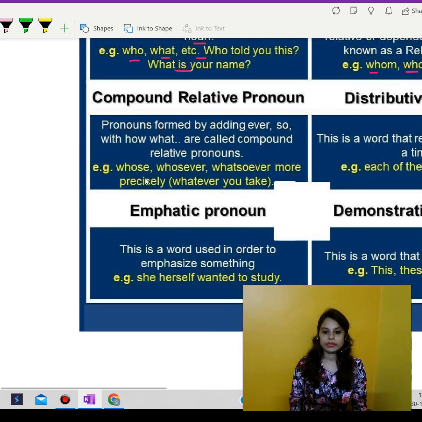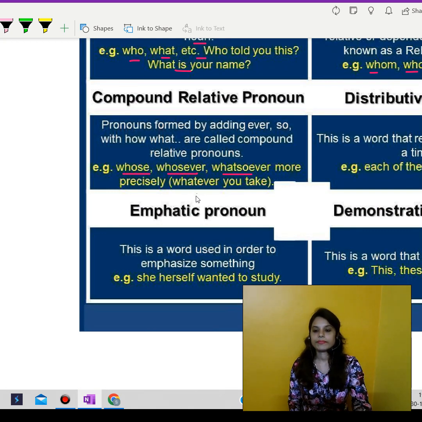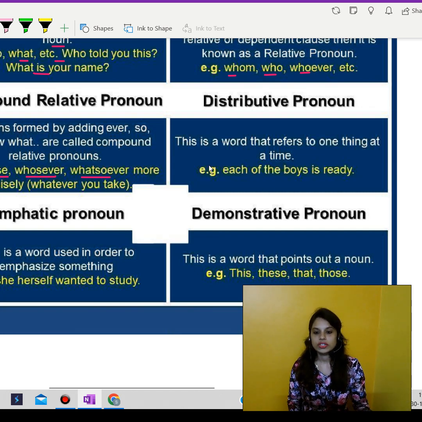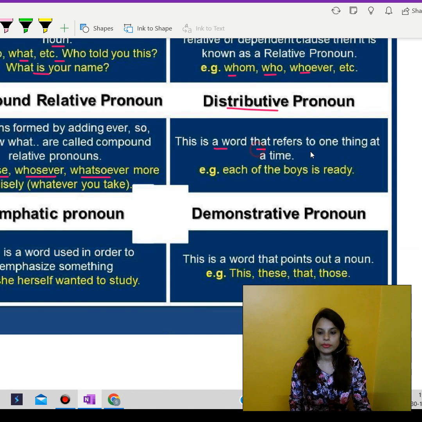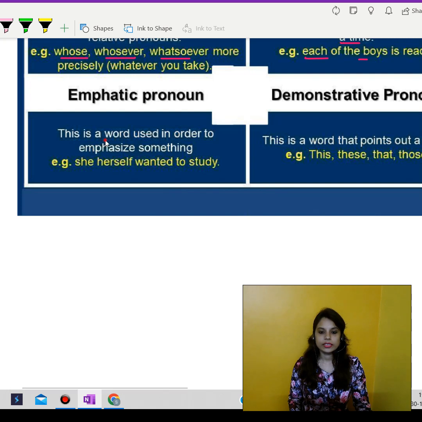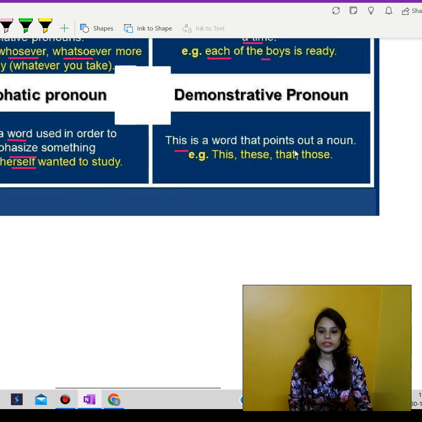Compound relative pronoun: whose, whosoever, whatsoever, more precisely. Though these compound relative pronouns do not come that much. Distributive pronoun is a word that refers to one thing at a time, like each of the boys is ready. Emphatic pronoun is a word used to emphasize something, like she herself, a kind of reflexive pronoun type. Demonstrative pronoun is a word that points out a noun, like this, these, that, those.